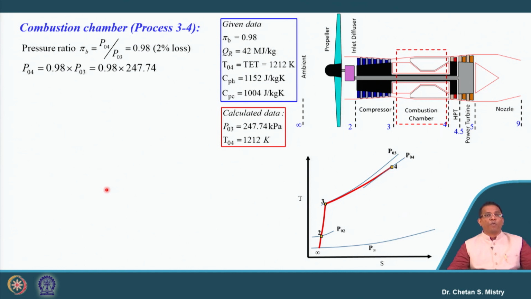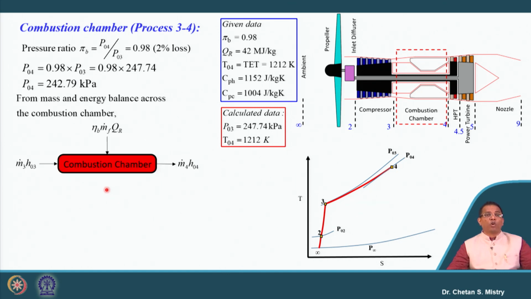Okay. Now let's look at the next component, our combustion chamber, and for this combustion chamber we are given a pressure loss of 2%. So we can say the outlet pressure from the combustion chamber is 242.79 kilopascal. Now for this we have the maximum turbine entry temperature known to us, but our major requirement is to calculate the fuel air ratio, or the amount of fuel we are adding in order to raise that temperature.